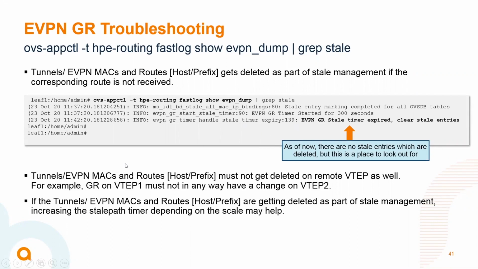One more thing is the restarting speaker, when it is going into GR, it should not in any way affect the other remote VTEP. On the remote VTEP, there should be no deletion of tunnels, MAC or routes, or it should remain unchanged. All of the entries should remain unchanged for you to see no traffic disruption. So that is one more key point here.